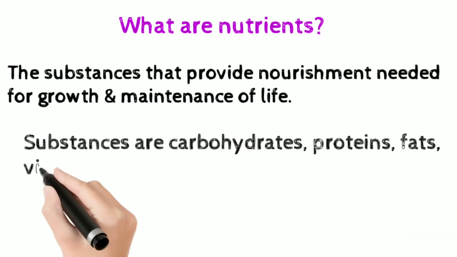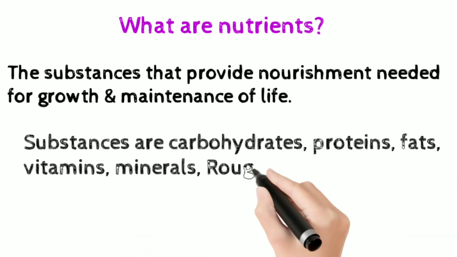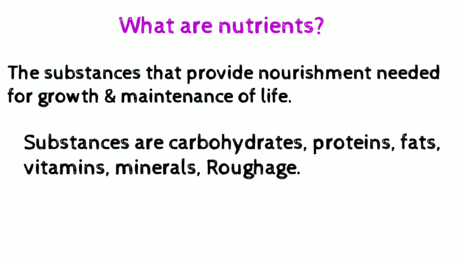See, what are the substances? Substances are, number one, carbohydrates. Number two, proteins. Number three, fats, vitamins, minerals, and roughage. All together form nutrients. I'll tell you the concept of these nutrients. You see, nutrients, we put S. We can put either singular or plural. And here, what are nutrients, we say? Nutrients means it includes carbohydrates, proteins, fats. But if you say nutrient, it can be either carbohydrate or proteins or fats.